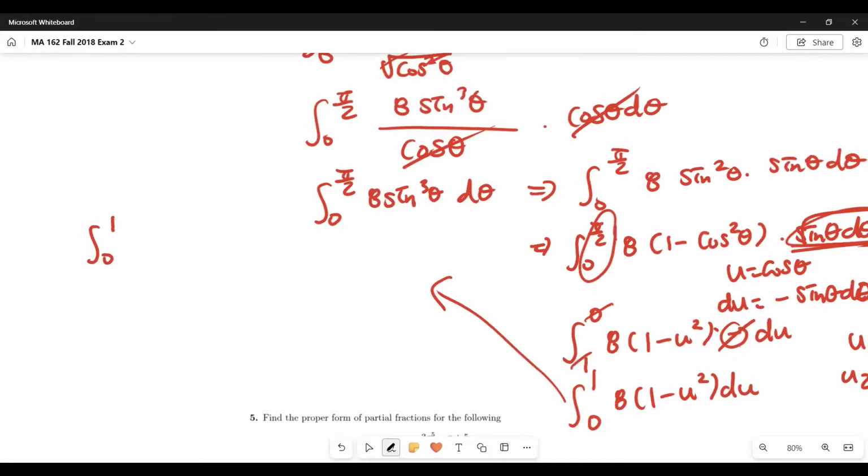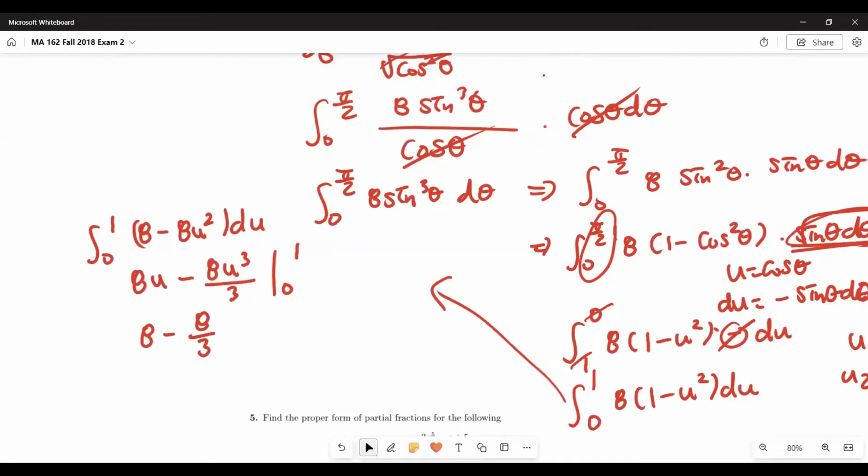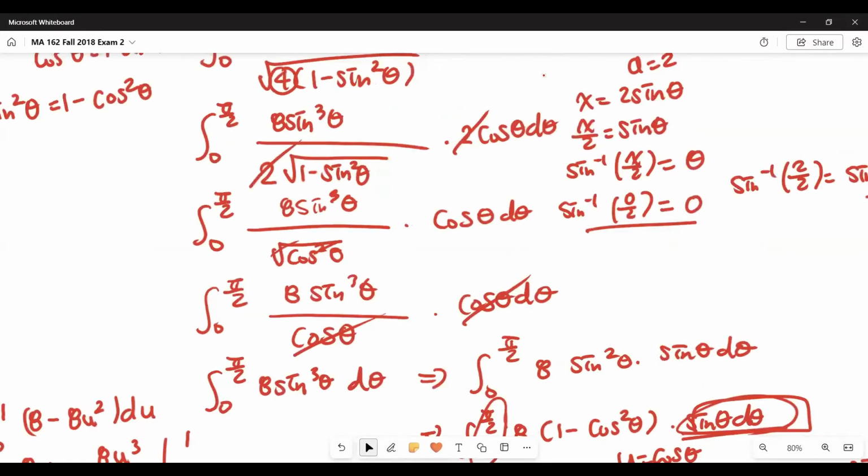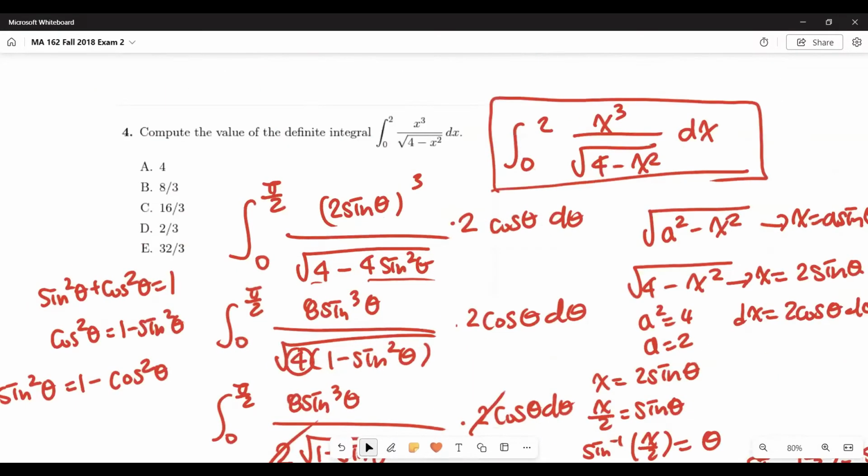0 to 1, 8 minus 8u squared du, which is 8u minus 8u to the 3 over 3, from 0 to 1. 8 minus 8 over 3, and then it's just plus 0, so nothing. So this is just 24 minus 8 over 3, which is 16 over 3. So the answer for this question is C.